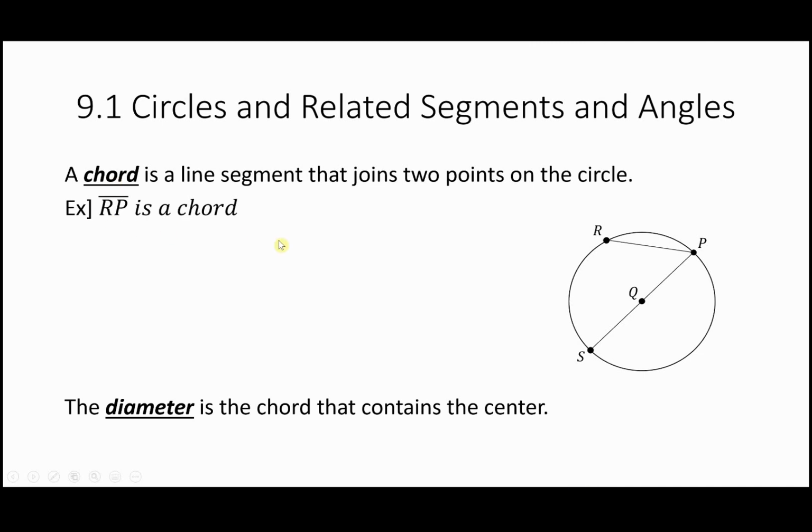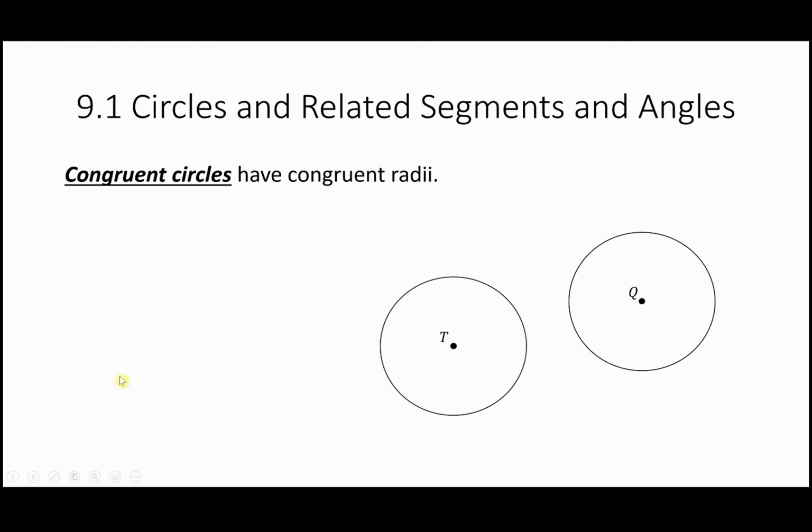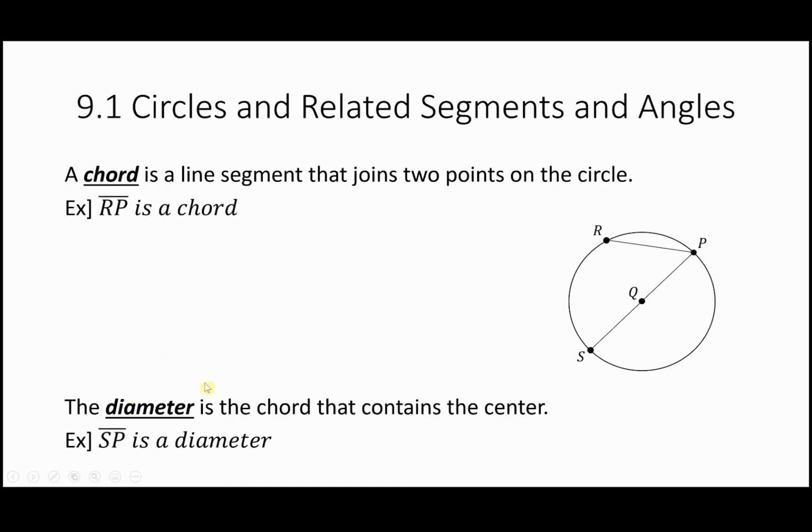Could be RP, right? Or you could call SP a chord as well, but since it goes through the diameter, it usually gets through the center, it gets the special designation of being called a diameter. So in this case, the best example of a diameter is this SP line segment, and the most intuitive example of a chord, just a generic one that goes along with this definition, would be RP in the case of this figure, I would say.